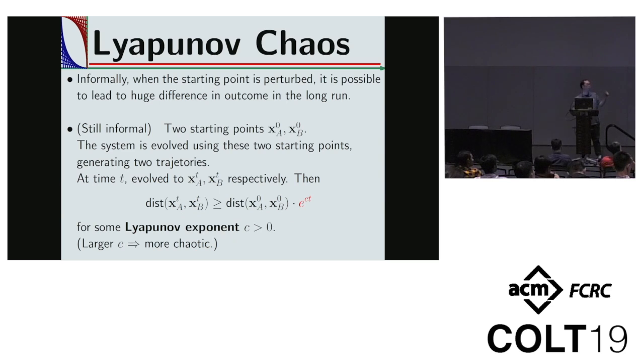And then you use these two points as the starting points to the online algorithm, and you evolve it using the algorithm, and then it will generate two paths. And by Lyapunov chaotic, it means that the distance between these two paths increases exponentially with time. And this is the factor e to the power ct. In dynamical systems, the constant c is referred to as the Lyapunov exponent. And you can see that when the constant c is larger, it means that the system is more chaotic.